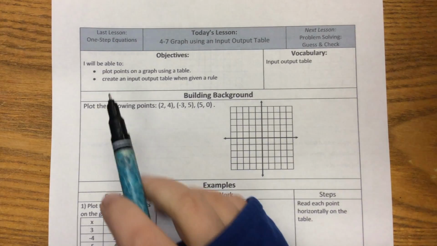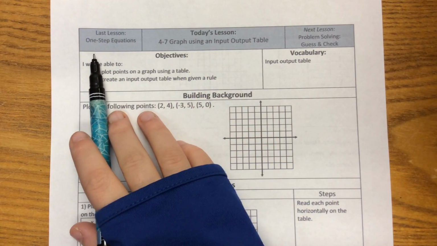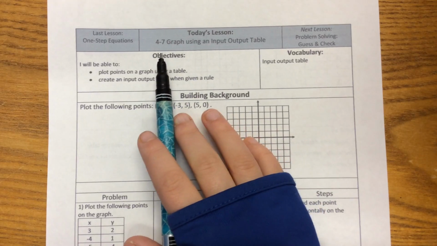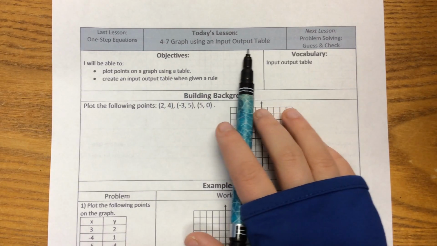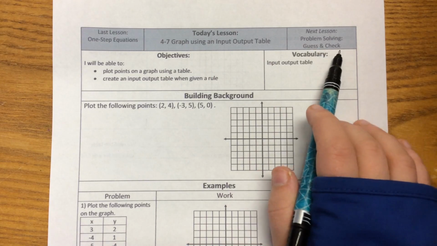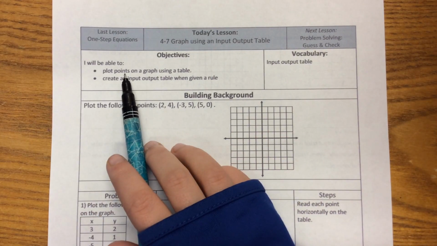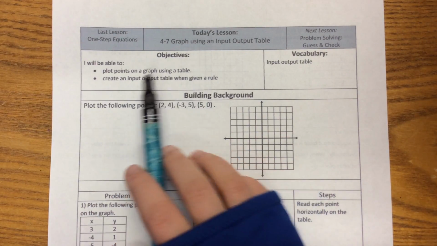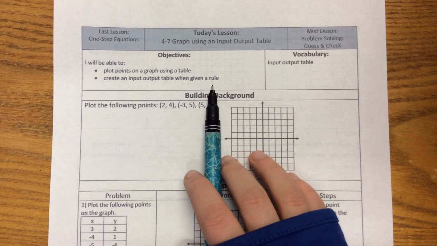All right, welcome to 4-7. Our last lesson was one-step equations. We're now going to graph using an input-output table. Our next lesson is going to be problem solving using our guess and check strategy. So today we're going to be able to plot points on a graph using a table and create an input-output table when given a rule.